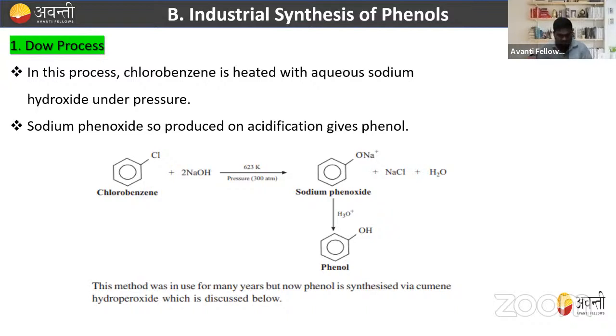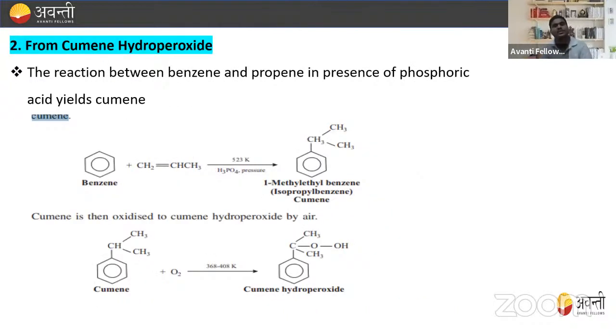This method was used for many years, but now phenol is synthesized via cumene hydroperoxide, which is discussed below. So we're going to discuss this thing. This method was in use for many years, but now phenol is synthesized by the cumene method. So what is cumene? It goes through cumene hydroperoxide.